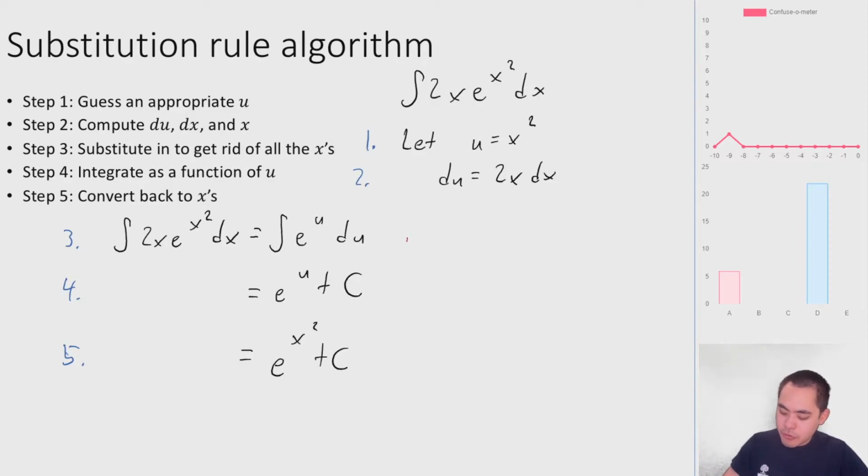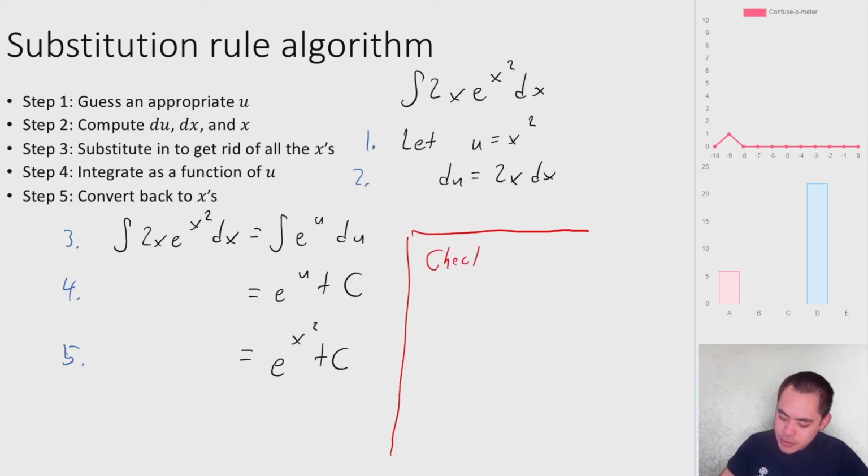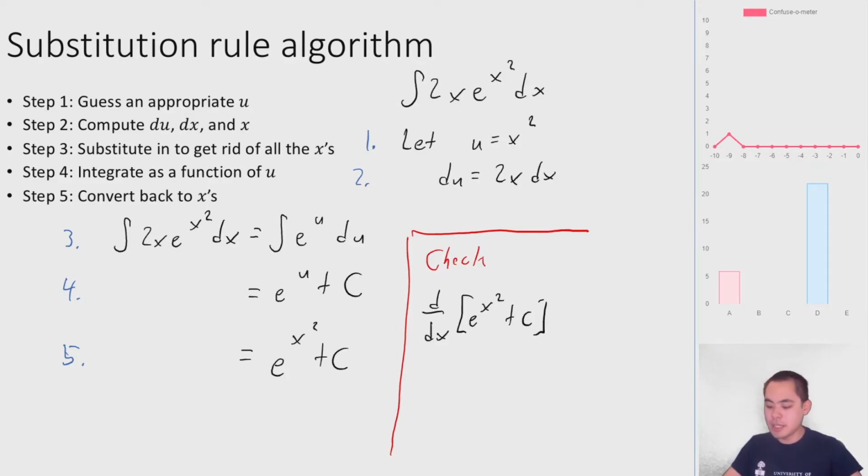And now, if you're not convinced, what you can always do in these sorts of problems is you can check. So you can check to see if this is right. And the way you do that is you take the derivative d/dx of e to the x squared plus c. The c disappears because, of course, the c is just a constant. And this ends up with e to the x squared times the derivative of x squared, which is 2x, by the chain rule.